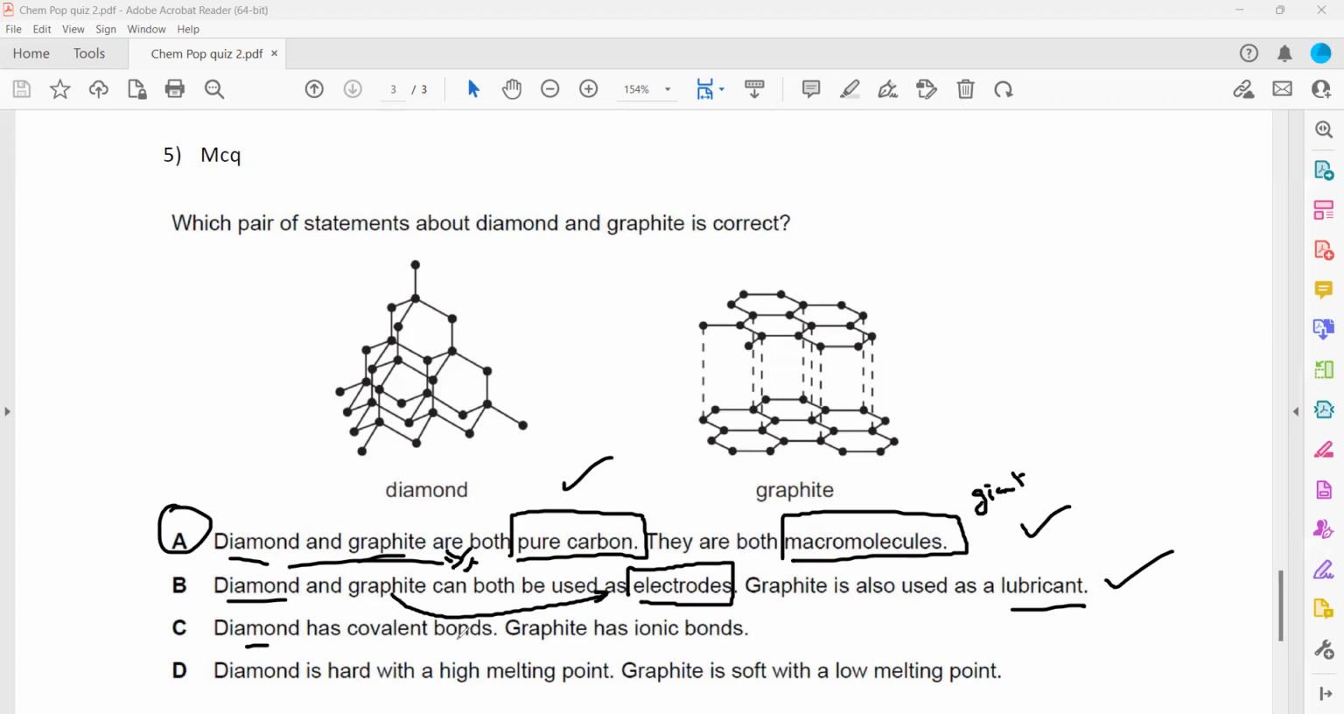The diamond has covalent bonds. That's true. Graphite has ionic bonds? That's wrong. Graphite and diamond both have covalent bonds. Then, diamond is hard with a high melting point and graphite is soft with a low melting point. It is soft, this is correct, but not a low melting point. They both have a high melting point because of the macromolecular structure. That's why option A is the right answer. Is this one clear?